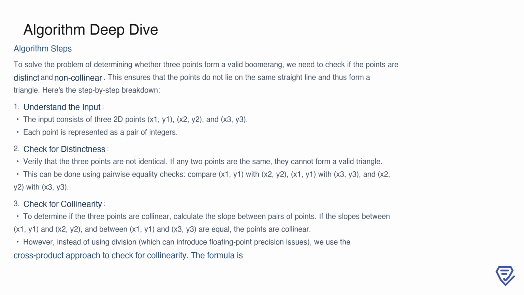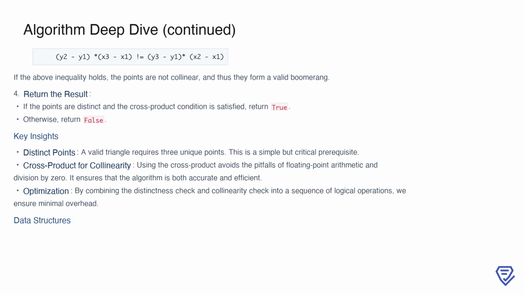Next, we need to ensure that the points are not collinear. To do this, we avoid calculating slopes directly, which can lead to precision issues when dividing. Instead, we use the cross-product approach, which is both precise and efficient. This method determines collinearity by working with integer arithmetic alone. The cross-product formula we use to check for collinearity is (y2 - y1) * (x3 - x1) != (y3 - y1) * (x2 - x1). If this inequality holds, it means the points are not collinear, and they form a valid boomerang.